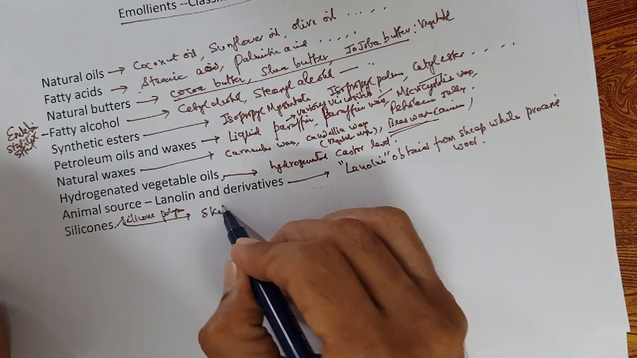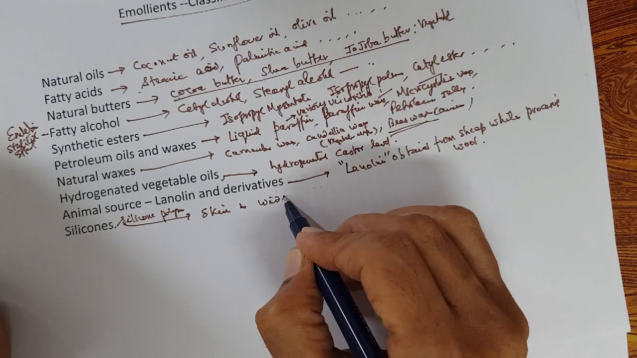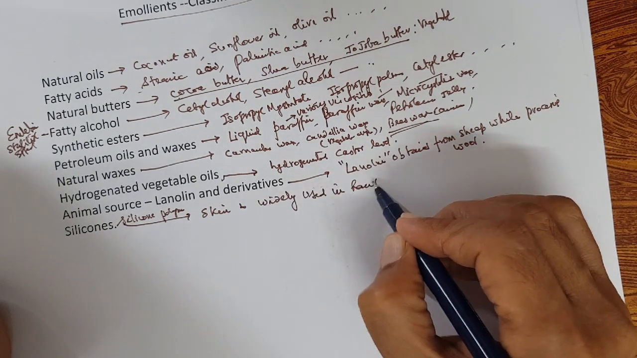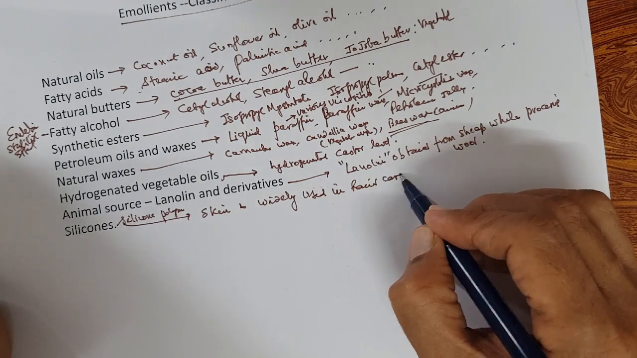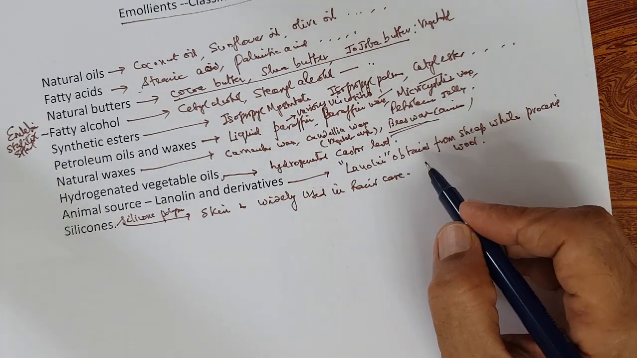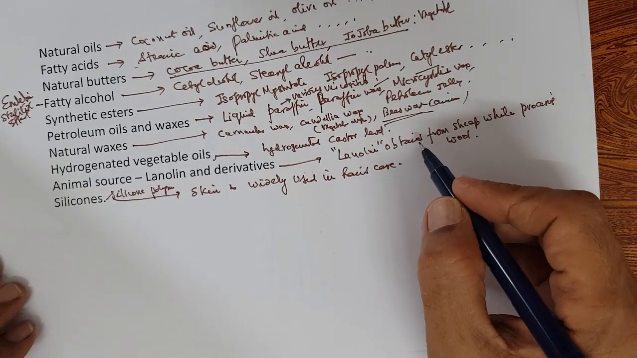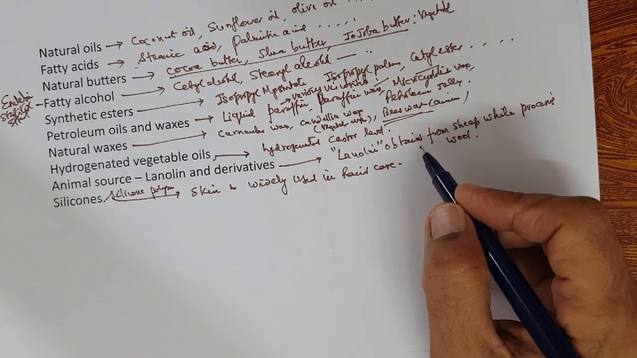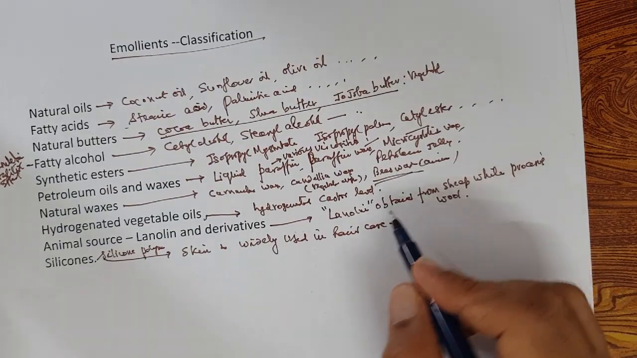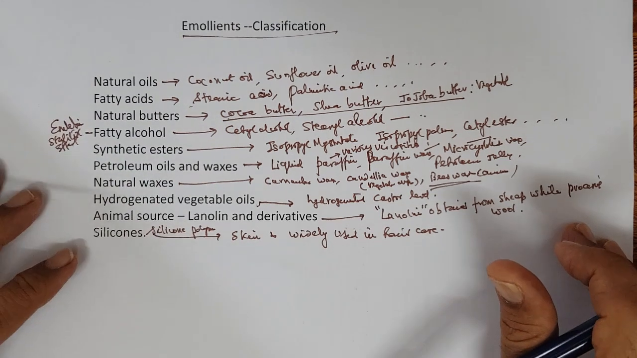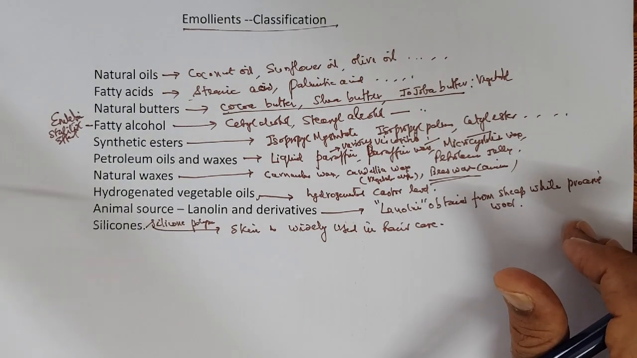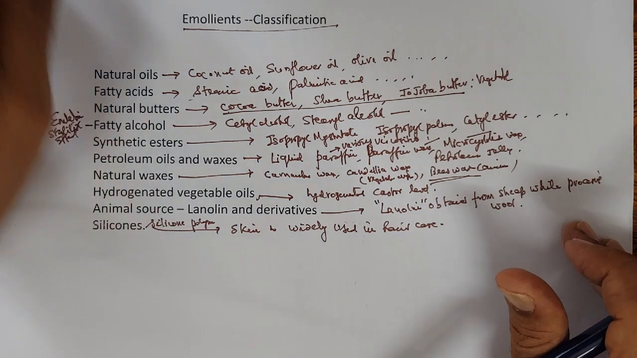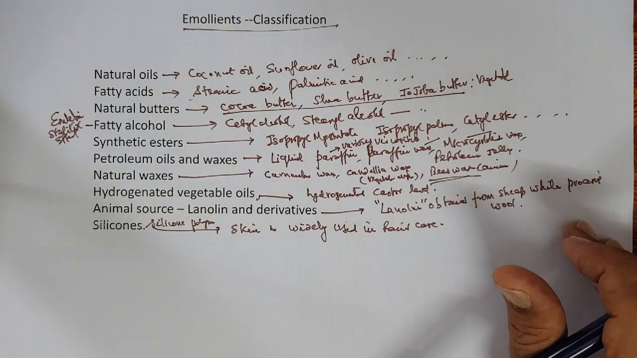For skin and widely used in hair care, no? So silicones are widely used in shampoos for conditioning, right? We have discussed this fully here. So we will revise the aspects on emollients. Okay, we are revising the aspects on emollients, right?